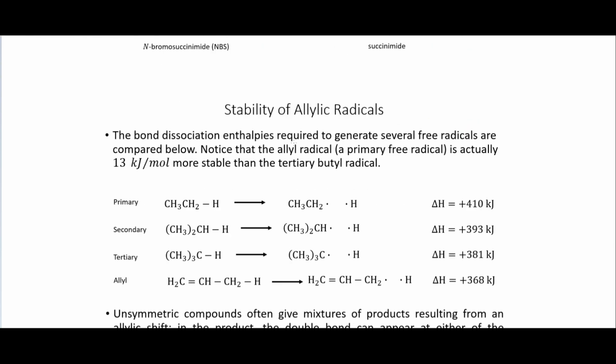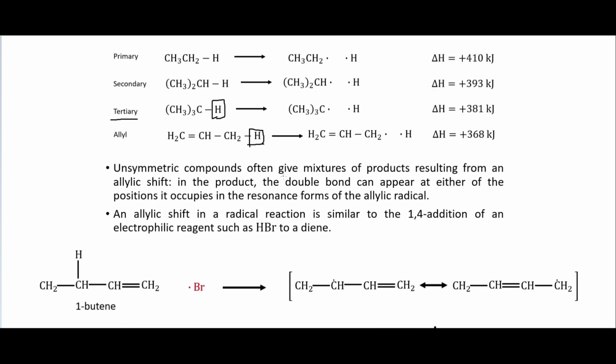We want to think about the stability of these allylic radicals, and we can look at this using the bond dissociation energy. What we see is that the allylic hydrogen right here is actually going to be easier to radicalize even than the tertiary carbon right here, so even than this tertiary hydrogen right there. And it is actually easier to radicalize by 13 kilojoules per mole.